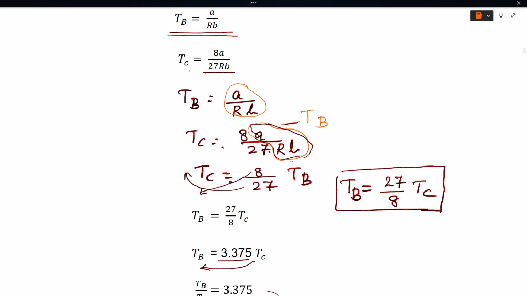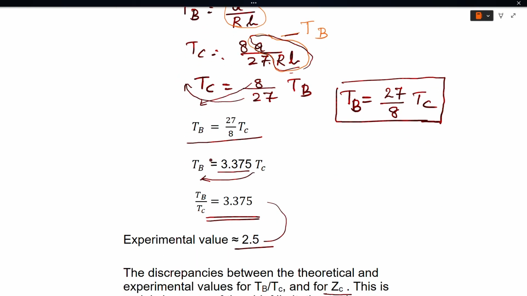So, that becomes Tc is equal to 8 by 27 Tb. Keeping Tb on one side and taking the others to the other side, I get Tb is equal to 27 by 8 Tc, and taking the ratio, Tb by Tc becomes 27 by 8, or by solving we get 3.375. The experimental value is approximately 2.5.